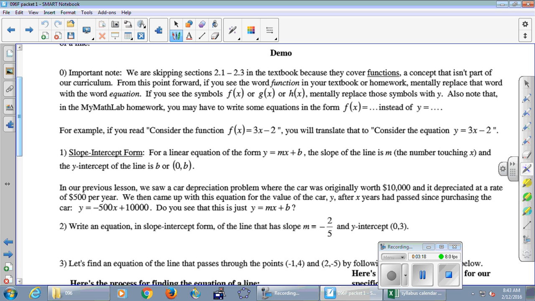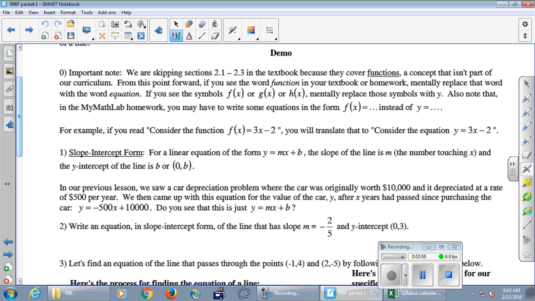So for example, if in MyMathLab you read the following, consider the function f parentheses x equals 3x minus 2. All you're going to do is change the word function to equation, and you're going to change f parentheses x to y, and then we'll get something that is a whole lot more familiar sounding. Consider the equation y equals 3x minus 2. They mean exactly the same thing. I have no control over what MyMathLab does, so I'm just telling you you're going to have to do some substituting. All right? I will point out this note again in lesson 7, which is also happening today. So, number 1, slope-intercept form of a line.